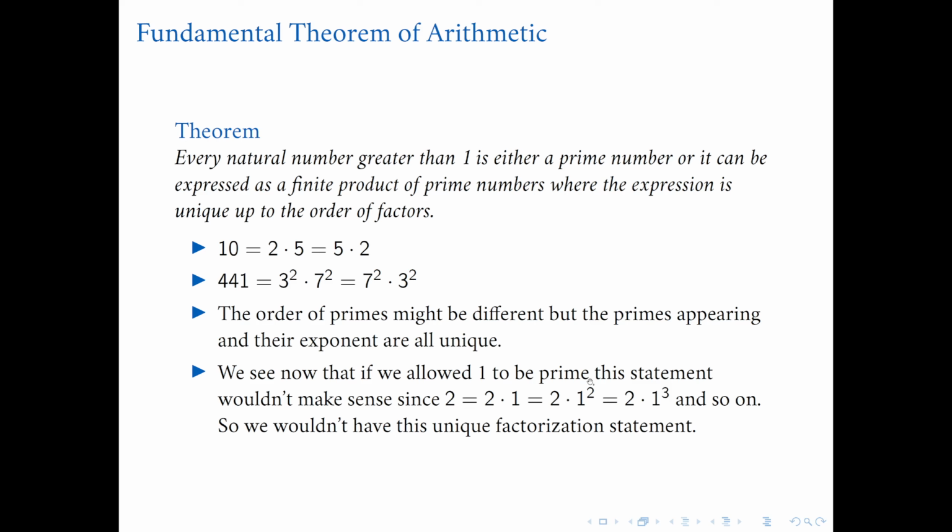So now we have 1 showing up twice. And we have yet another factorization of 2, 2 times 1 cubed, and so on. In fact, if we allowed 1 to be prime, we would have infinitely many factorizations of every natural number instead of one unique one up to order. So we would have to somehow exclude 1 from our statement in order to have a theorem that makes sense. And so instead, for this particular case, we exclude 1 from the list of prime numbers. And again, it's just helpful to exclude it for this theorem and further theorems and the further theory that we're going to develop.